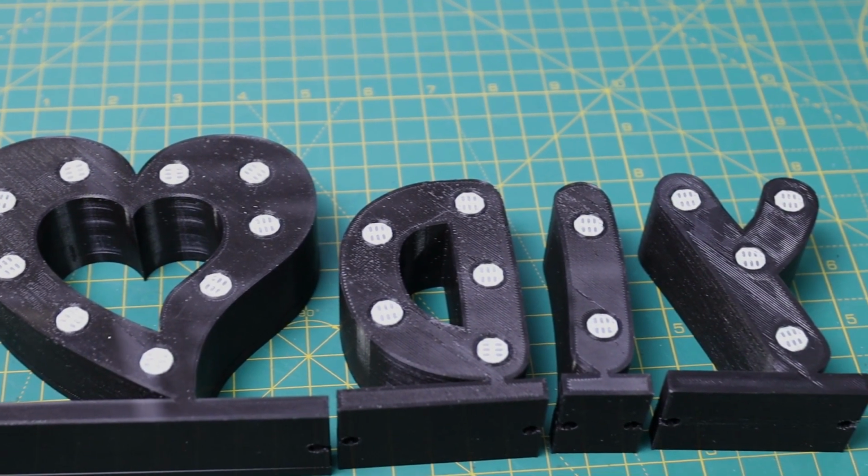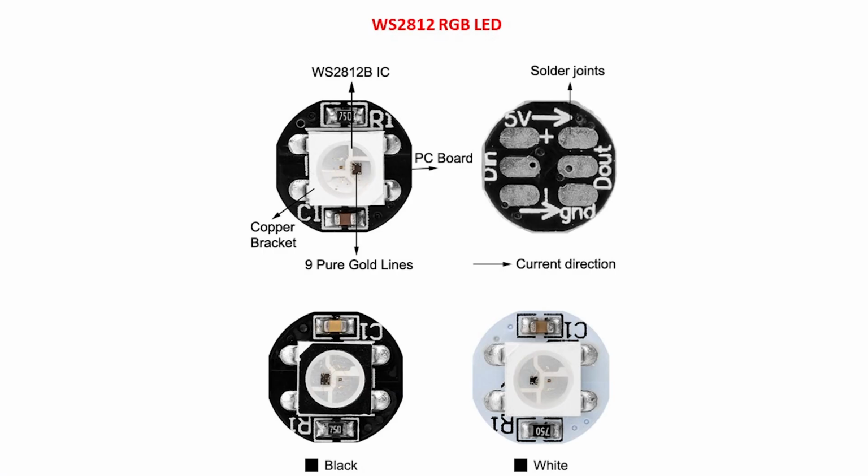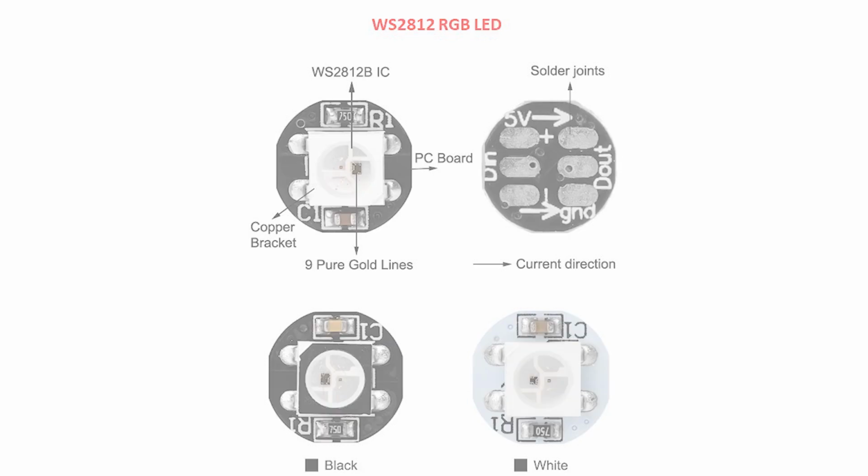Now we have to connect the LEDs in each alphabet. Each LED has 3 different pins: 5V, ground, and the middle one is the data pin. The arrow direction indicates the current flow.